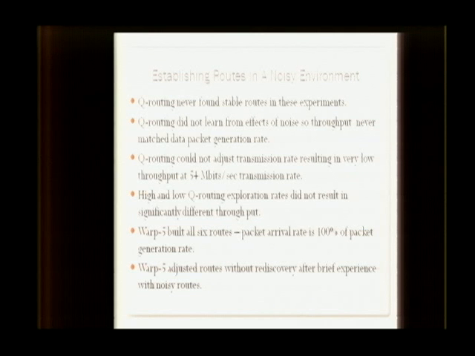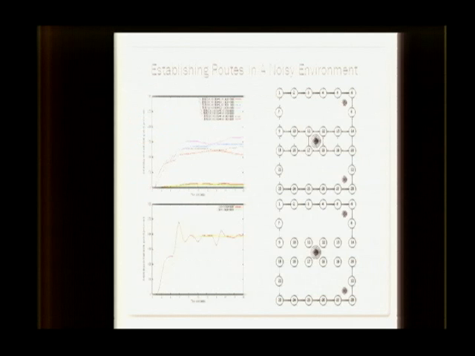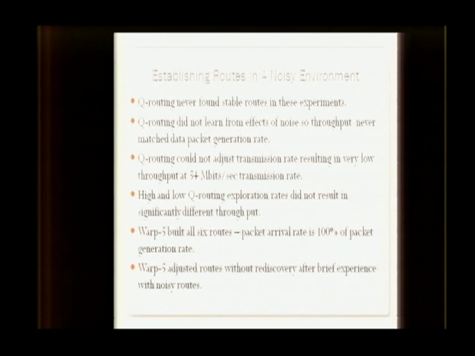Established routes in a noisy environment. Like we saw, Q routing never found stable routes. It didn't learn from noise, so throughput never matched the packet generation rate. It could not adjust the transmission rate for the very low 54 megabits transmission rate. Again, Warp 5 had the ability to say, oh, 54 megabits wasn't working. Go back to the previous slide. In fact, I start with 54 megabits as well, and it just adjusts the transmission rate upwards, downwards, something more resilient.